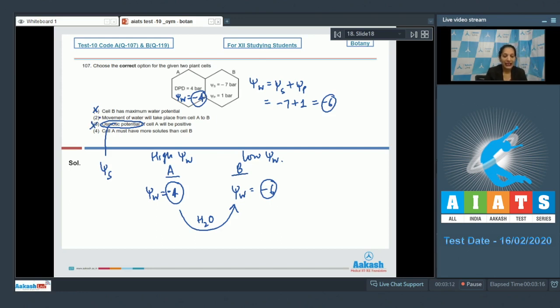Fourth one, cell A must have more solutes than the cell B. It is also incorrect. If cell A would have more solutes than cell B, then its psi w would be lower as compared to cell B, but it is not the case. So option number 4 is incorrect. Second one, movement of water will take place from cell A to B. It is correct because psi w of cell A is higher as compared to the cell B. So the correct option for the given question is option number 2. Let's move to the next question.